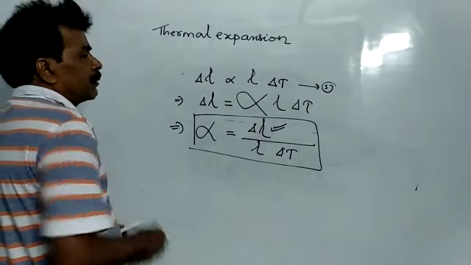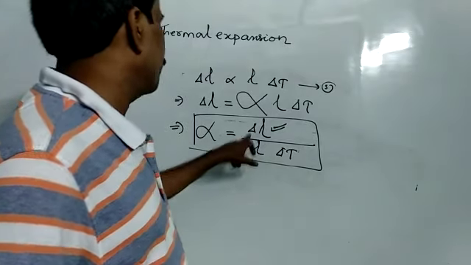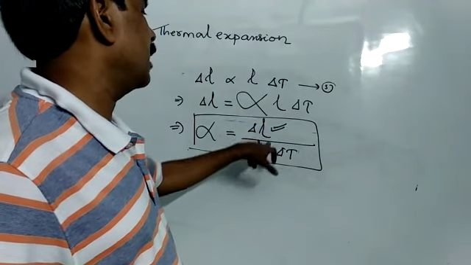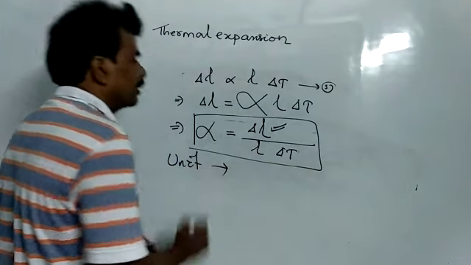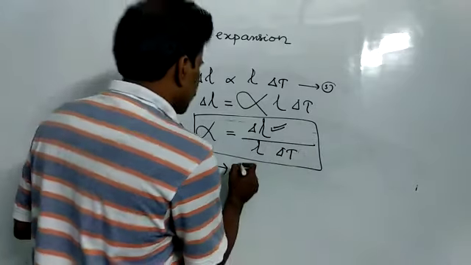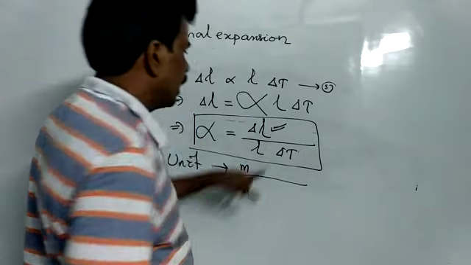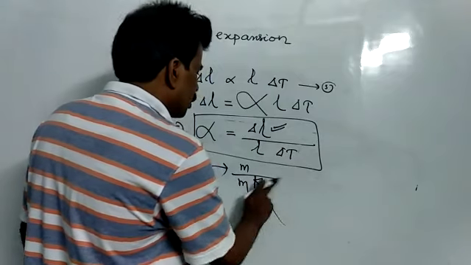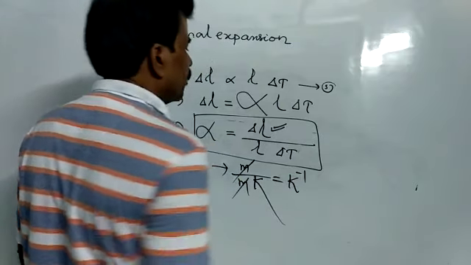And from this we want to find out the unit of alpha. So what will be the unit of alpha? So come to this equation. Alpha is equal to delta L by L into delta T. From this we will find out the unit. Delta L means change in length. So what is the unit of change in length? Meter. What is the unit of L? That is also meter. And what is the unit of change in temperature? You can write that is Kelvin. So from this equation you can write this is Kelvin to the power minus 1.